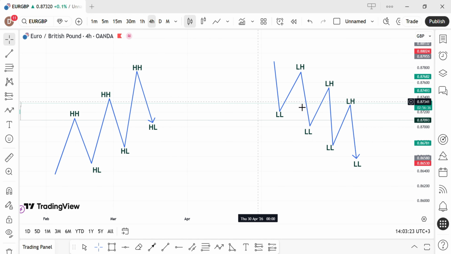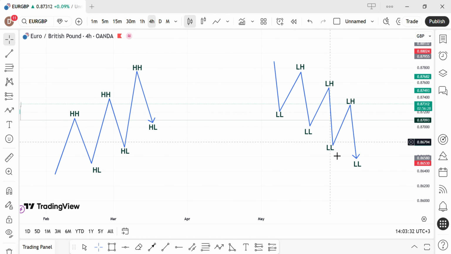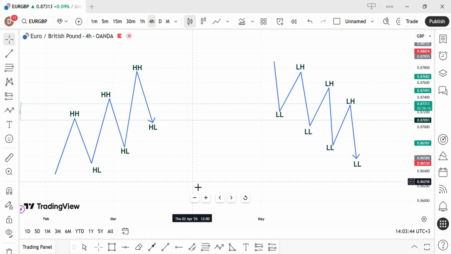Let me repeat that again. You see, when the market breaks this low, then creates a high that does not break the previous high, then breaks that low, that means the market is moving in a downward direction. So it creates a lower low, lower high, lower low, lower high, lower low, lower high, lower low. As you can see, it's that simple, nothing else.